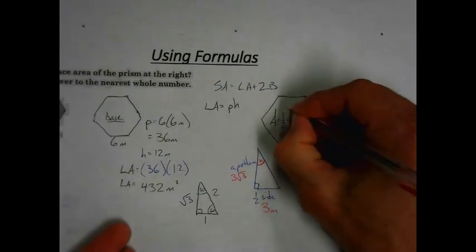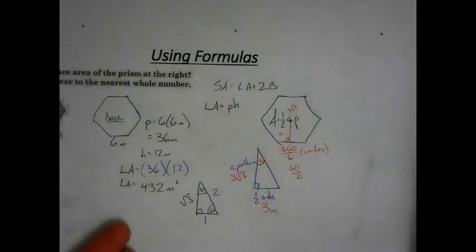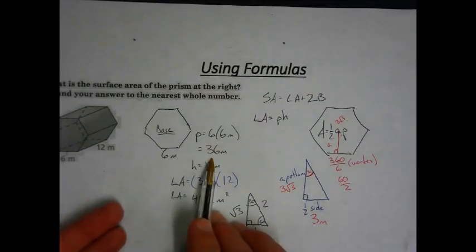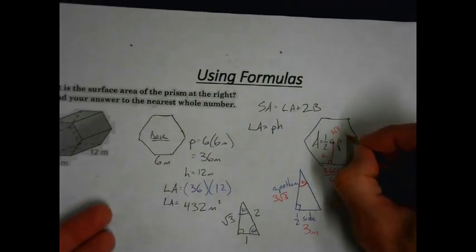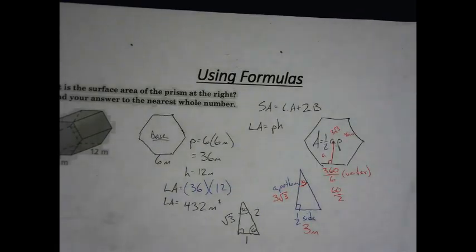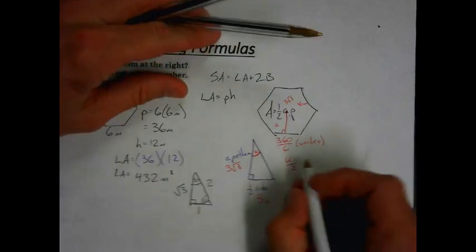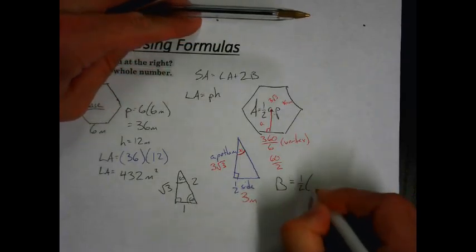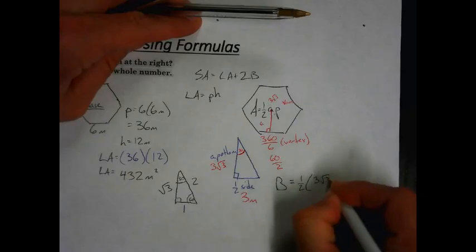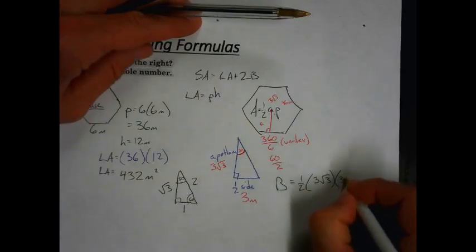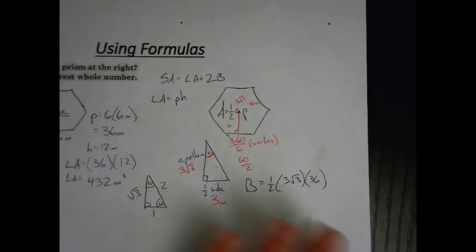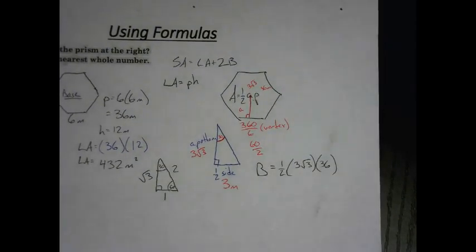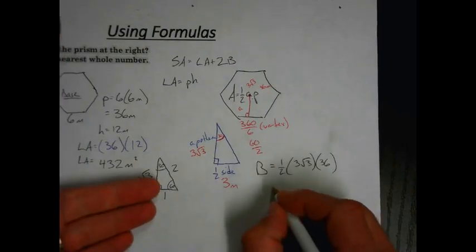So in our formula for the area of the base, the apothem is 3 times the square root of 3. All we need now is the perimeter, which we have found previously at 36 meters. So when we find the area of the base, the capital B, the area of the base is going to be 1/2 times the apothem times the perimeter. Okay, so we have now found the area of the base. We can multiply that out, and then we end up with 93.53.